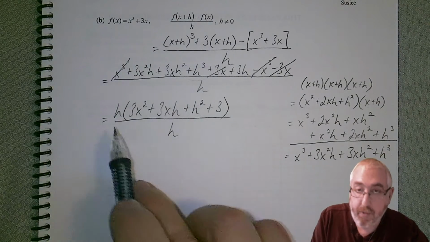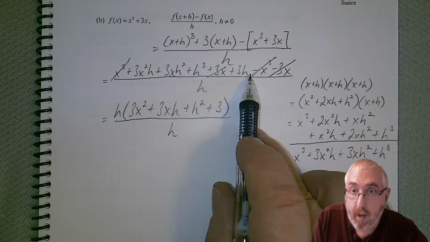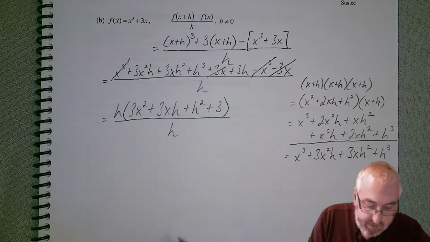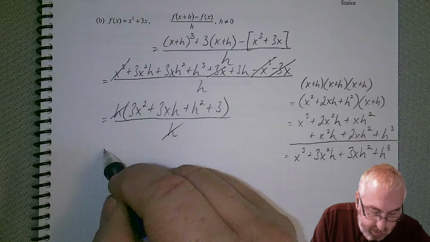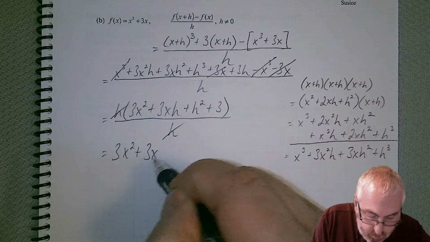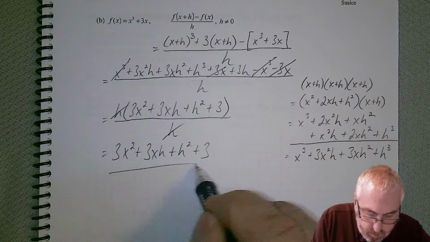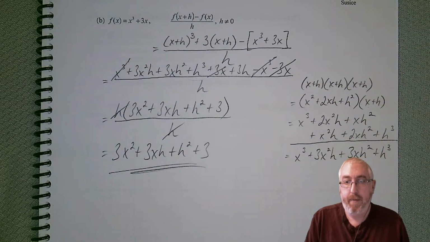All right, and again, double check it if you need to. Multiply it back in, make sure you get back those 4 terms on top. And now your last step is to lose the h's. And there you have it.